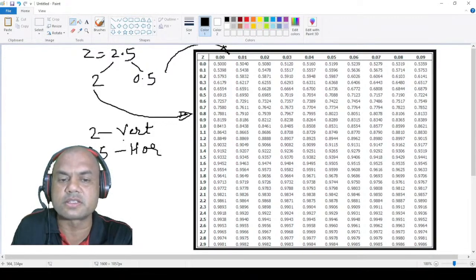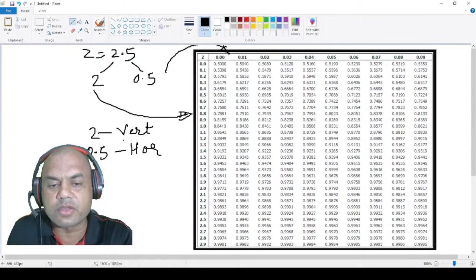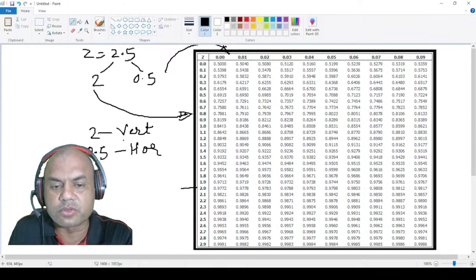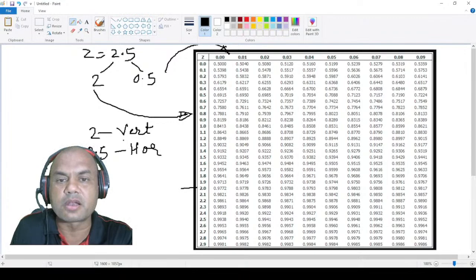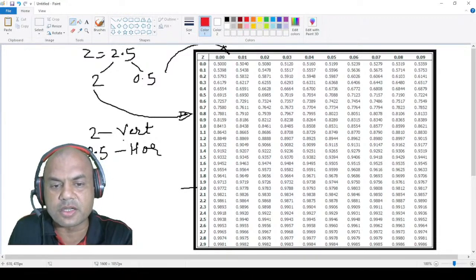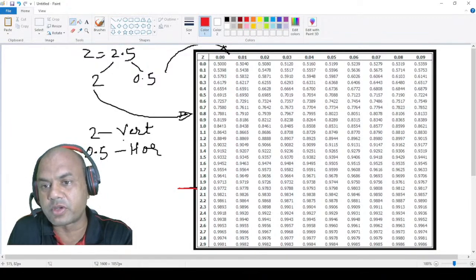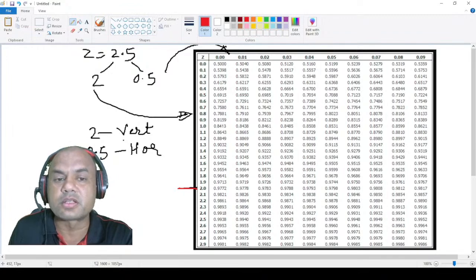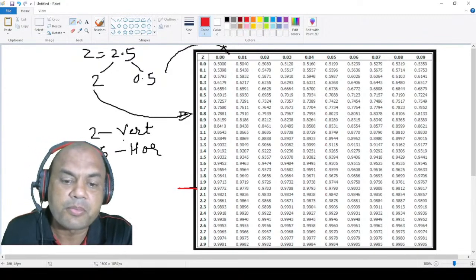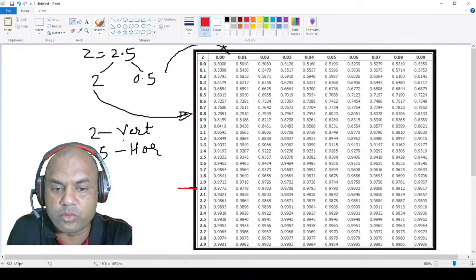Okay, now check this. So where is 2? This is my 2 answer. Let me make it red so it becomes easier. This is my 2. Where is my 0.5? This is my 0.5. See here, I wanted 2.5, right? So what I have to take should be 2.5. So I'll check 2 over here, and then directly 2.5 I'm also having it.